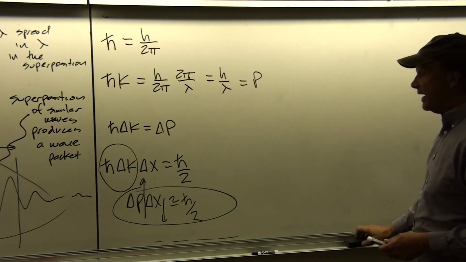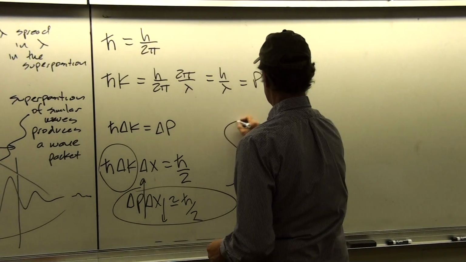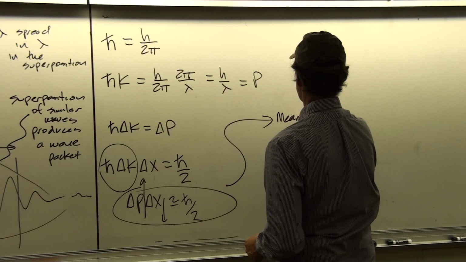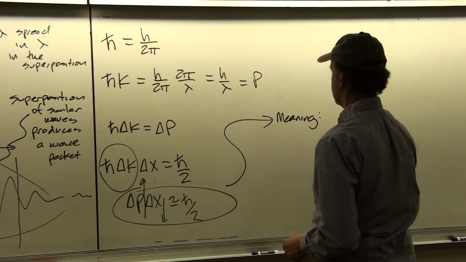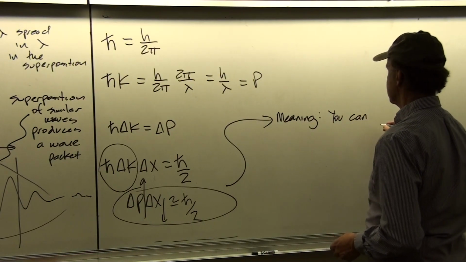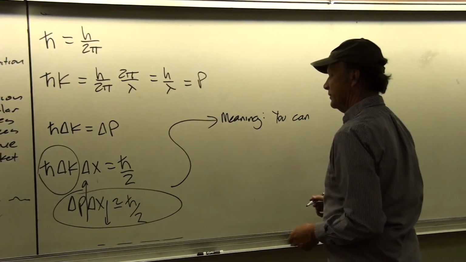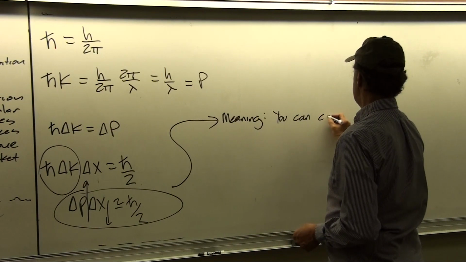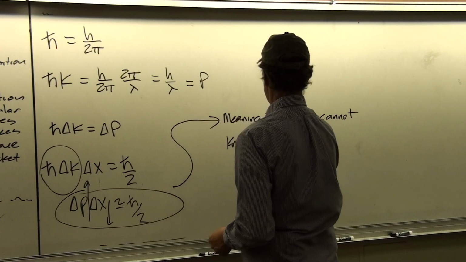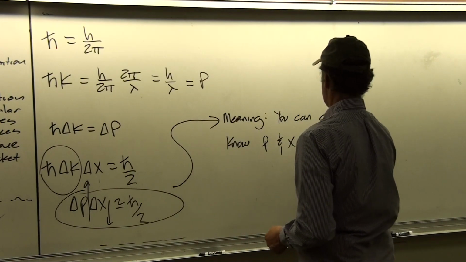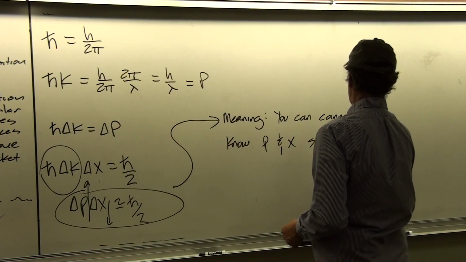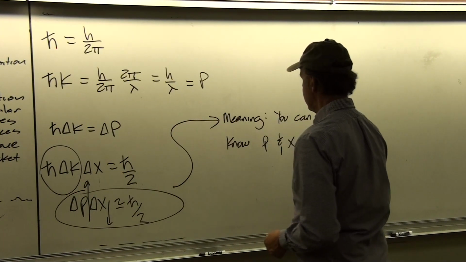So this is different from classical mechanics. And it's very important. The meaning of the uncertainty principle is that you cannot know the position and momentum to arbitrary precision. The better you know one, the worse you know the other.